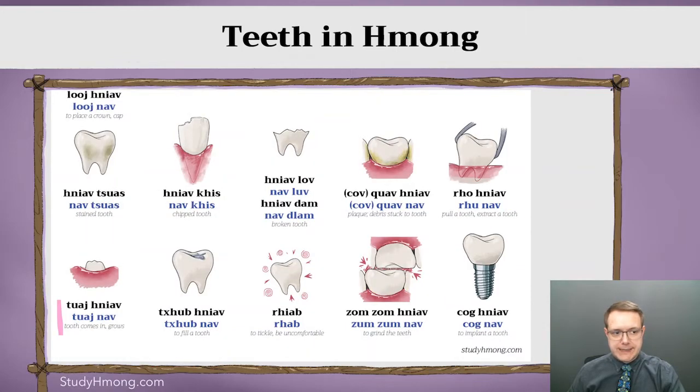Now let's go down to the last line. For teeth that are coming up, like a children's tooth or a baby's tooth coming up, growing out, you could say tua nia. And in Green Hmong, tua na. To fill a tooth, you could say chu nia, or Green Hmong, chu na.